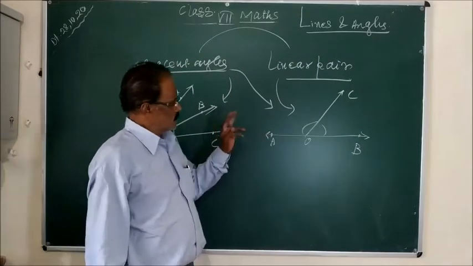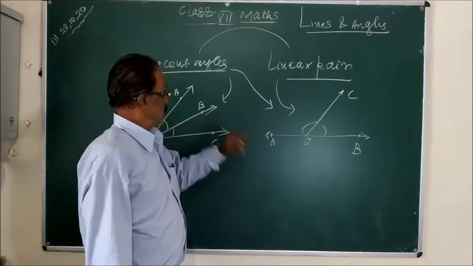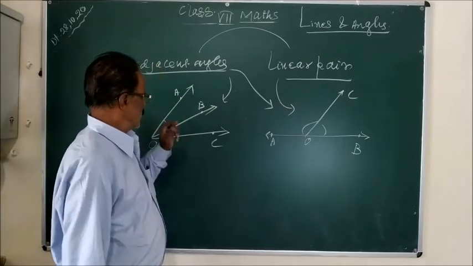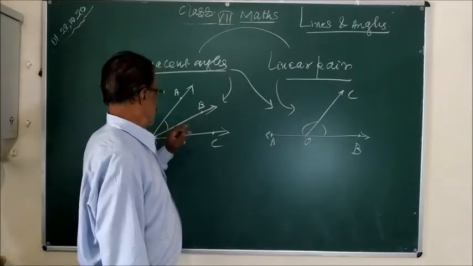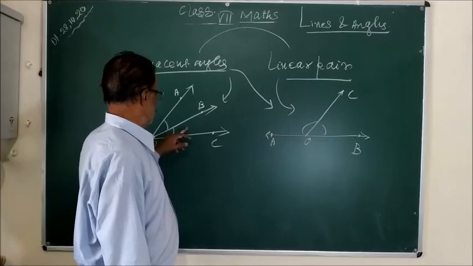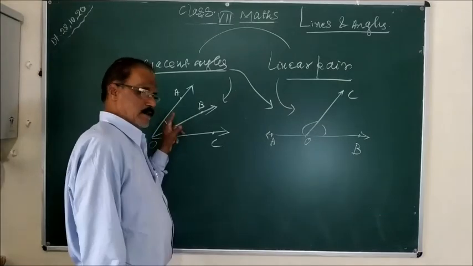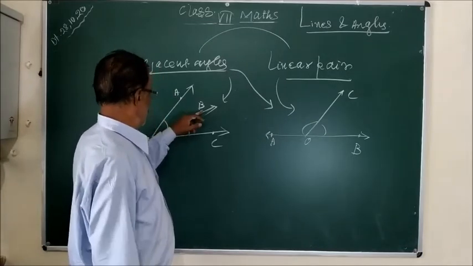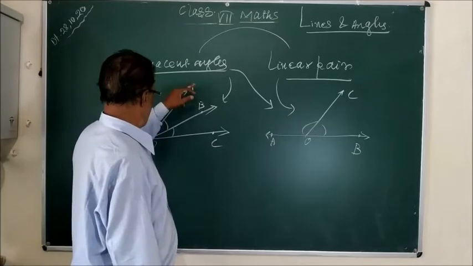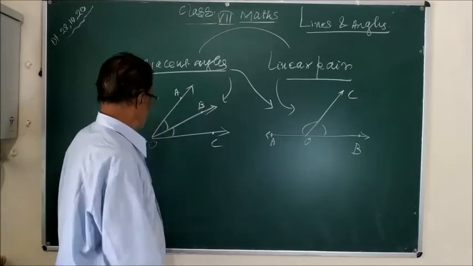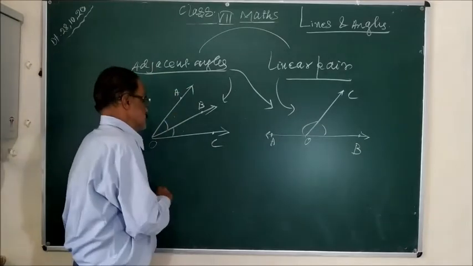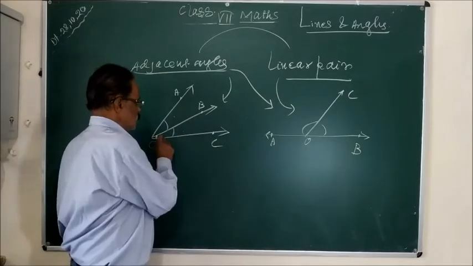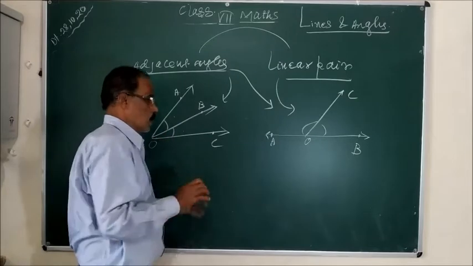These two are adjacent angles and linear pair. What do you observe? In the first figure, we observe there are three angles. How many angles are formed here? Three angles: angle AOB, angle BOC, and the whole angle AOC. These two angles have one common side, and OC and OA are non-common.